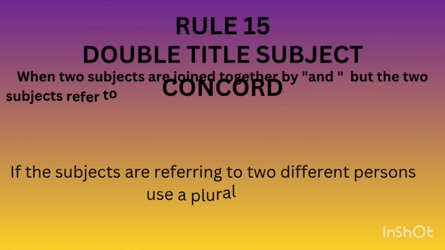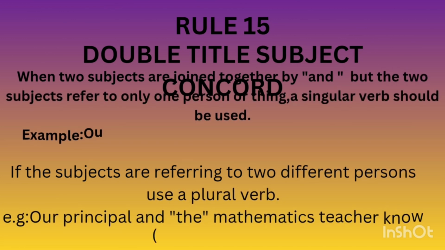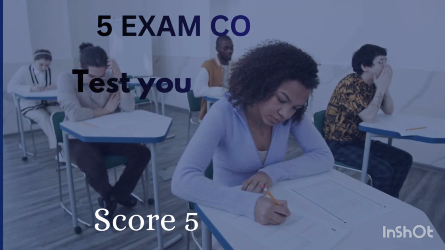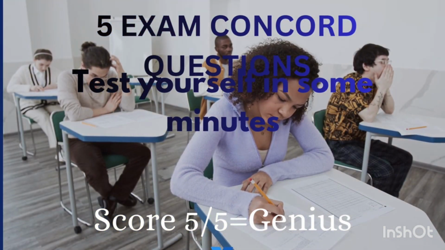Double title subject concord. When 2 subjects are joined together by and, but the 2 subjects refer to only one person or thing, a singular verb should be used. Example, our principal and mathematics teacher knows, not know, me. So test yourself in a few minutes.